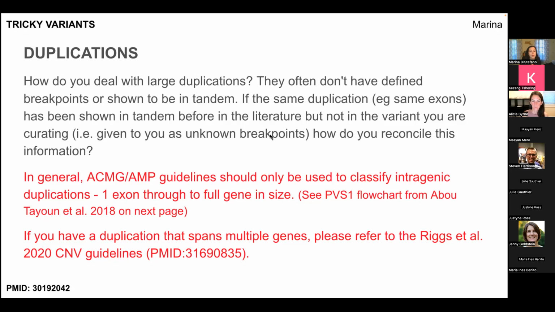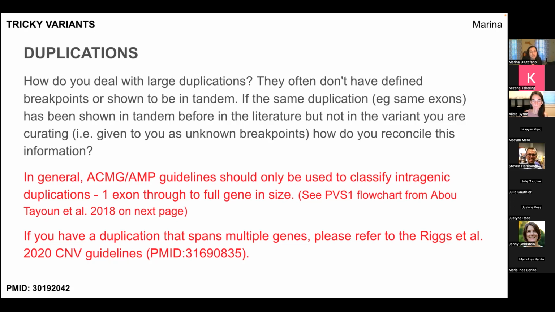They often don't have defined breakpoints or are shown to be in tandem. If the same duplication, for example, the same exons, has been shown in tandem before in the literature, but not in the variant you are curating, given to you as unknown breakpoints, how do you reconcile this information? So in general, let's talk about duplications.